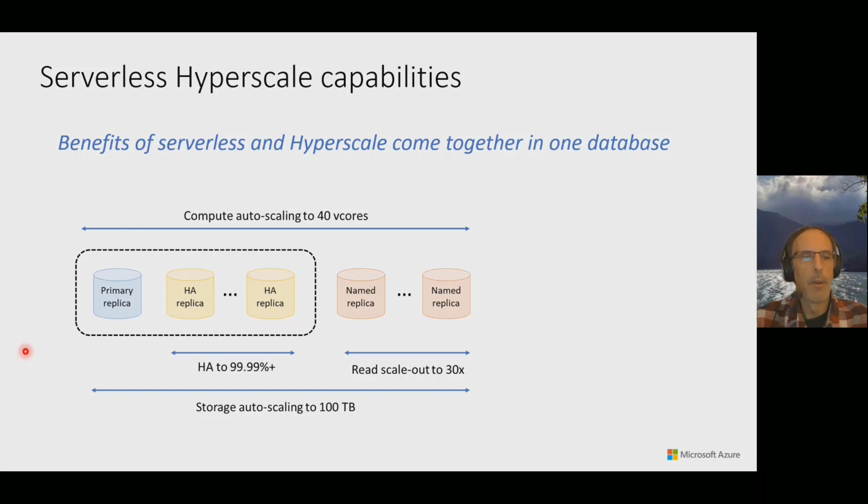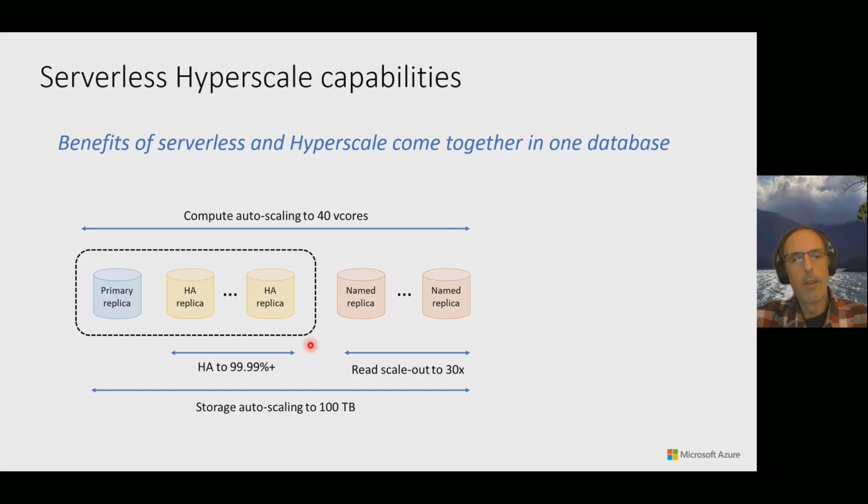In hyperscale, there's a primary replica that serves as the compute endpoint for both read and write workloads. And then unique to hyperscale is the option for customers to configure whatever number of HA replicas are appropriate to achieve their high availability goals. And then finally, in hyperscale, customers can horizontally scale out up to 30 named replicas for read scale.